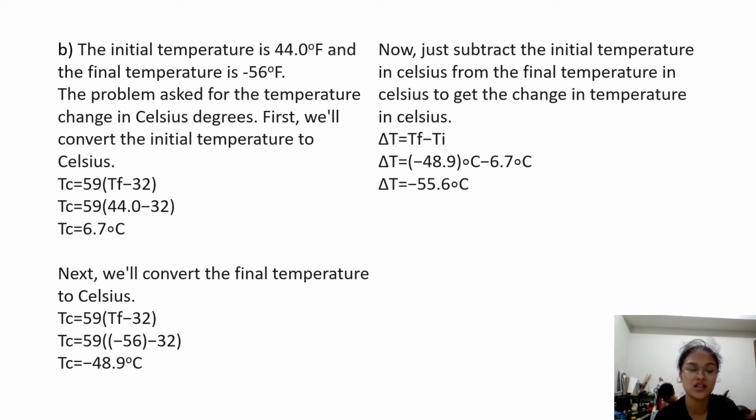So we plug in negative 56.0 degrees Fahrenheit into the equation, and we will be getting negative 48.9 degrees Celsius. So just like in letter A, we will subtract the initial temperature from the final temperature, and we will be getting negative 55.6 degrees Celsius.